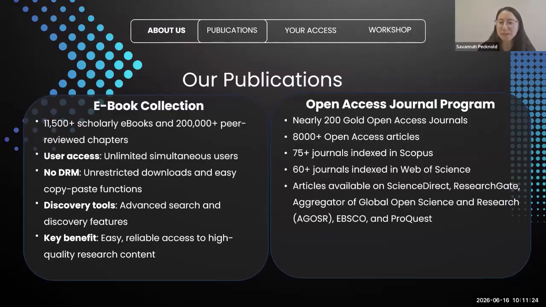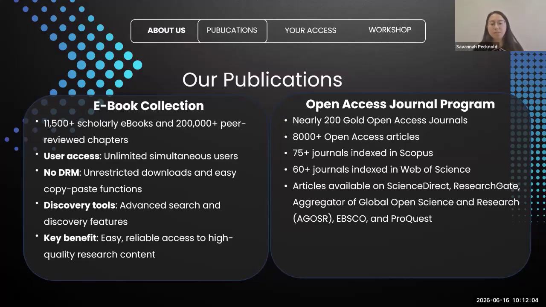Hi, thank you, Melanie. So I just wanted to briefly go over the open access content that is also available to all of you since it is fully open access. Our journal program consists of nearly 200 open access journals. We fully converted our journal program to open access back in 2023, so following 2023, all of our journal publications are open access. As a whole, we have over 1,000 open access articles published with us, and over 75 of our journals are indexed in Scopus, with over 60 also indexed in the Web of Science.